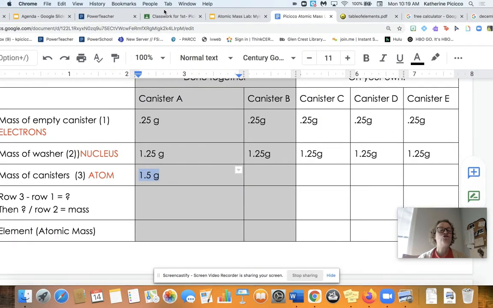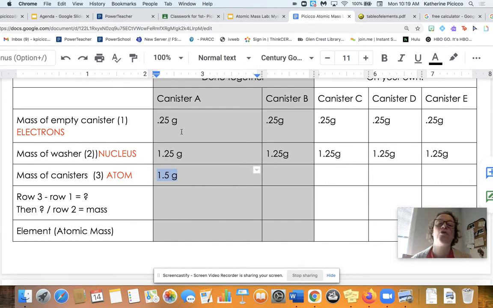Okay, now here's the trickiest part, but you just have to really follow the directions, okay? What I'm going to do now is a little math. I'm going to take row 3 minus row 1. So here's row 3, 1.5, minus row 1, so 0.25. When I do the math on that, it's basically like saying $1.50 minus 25 cents is 1.25. So now I've just gotten the answer, or what the question mark is.